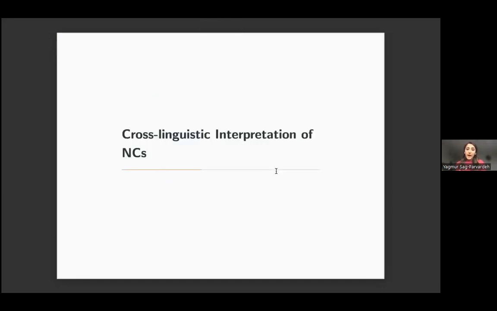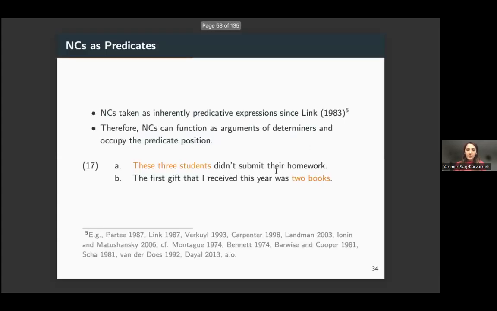Okay, now let's go back to the interpretations that we discussed about indefiniteness versus definiteness. Numeral constructions in the literature are assumed to denote sets. So when you say two things, you have a set with pluralities with two atoms in them. As predicative expressions, you expect them to be arguments of determiners, like, for example, these or the definite article the, because these are looking for predicative expressions. Numeral constructions are perfect candidates to combine with them, as in 17a, for example.